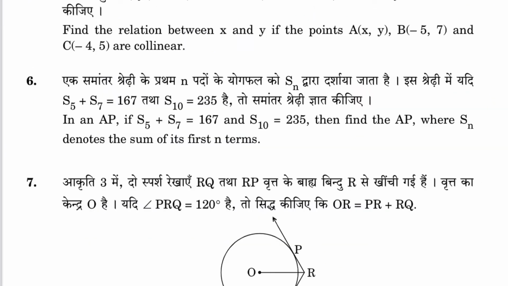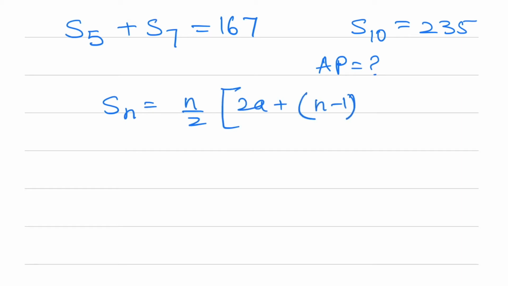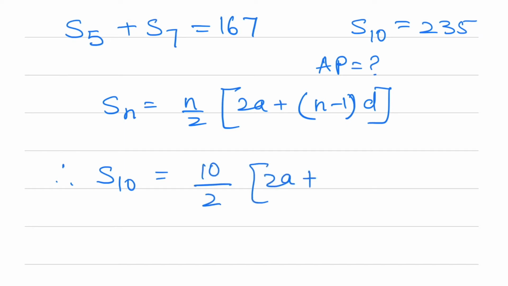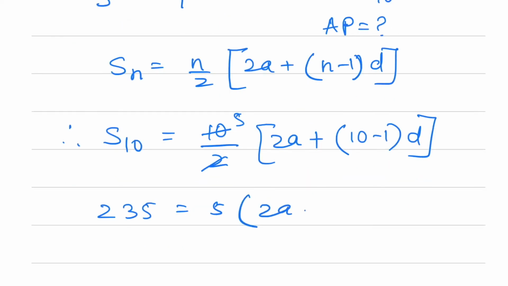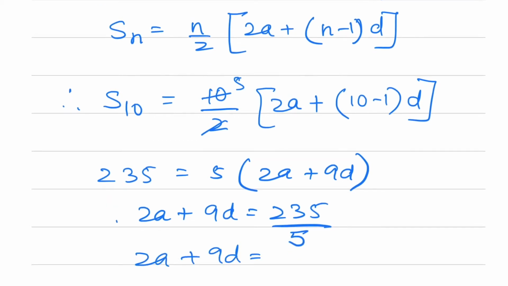Question number 6 on AP. In this question, we are given the sum of 5 terms plus the sum of 7 terms is equal to 167. And we are given the sum of the first 10 terms is equal to 235. We have to find the AP. Now we know Sn is equal to n by 2 into (2a plus (n minus 1) into d). Therefore, the sum of 10 terms will be equal to 10 by 2 into (2a plus (10 minus 1) into d). This becomes 5. S10 is given as 235, which is equal to 5 into (2a plus 9d). So I can say that 2a plus 9d is equal to 235 by 5, and we have 2a plus 9d is equal to 47.